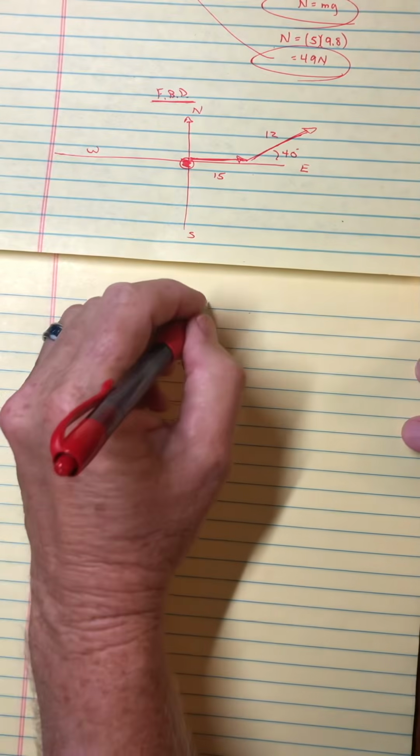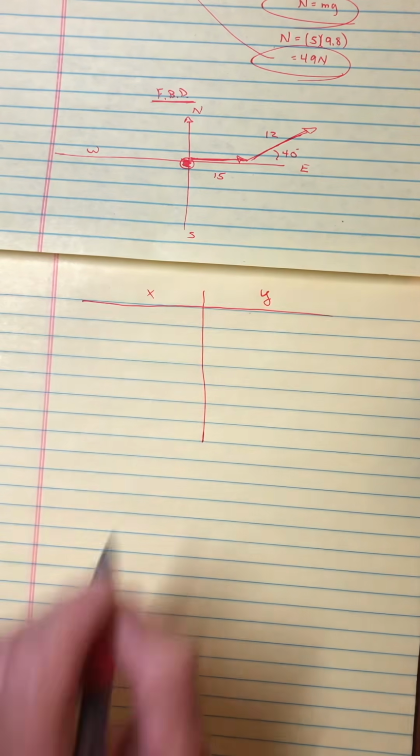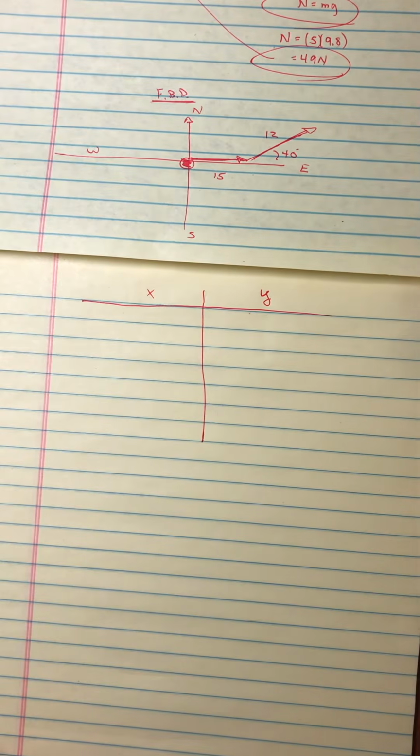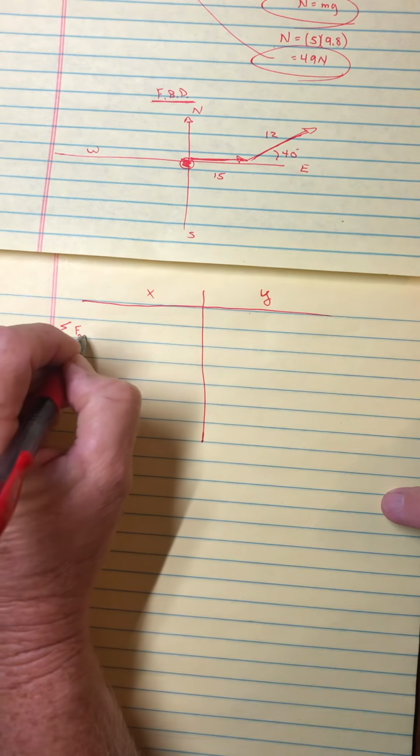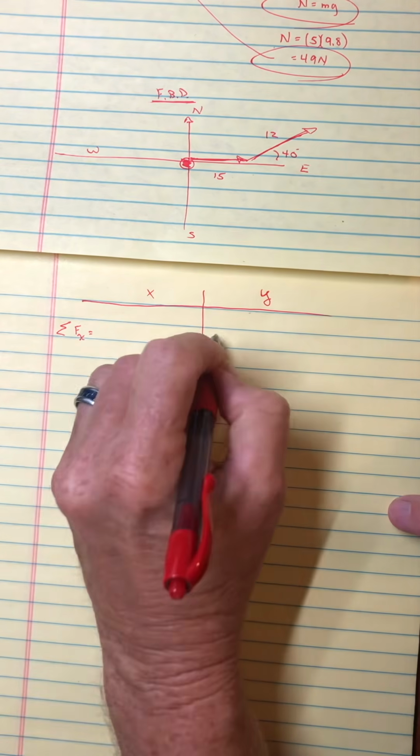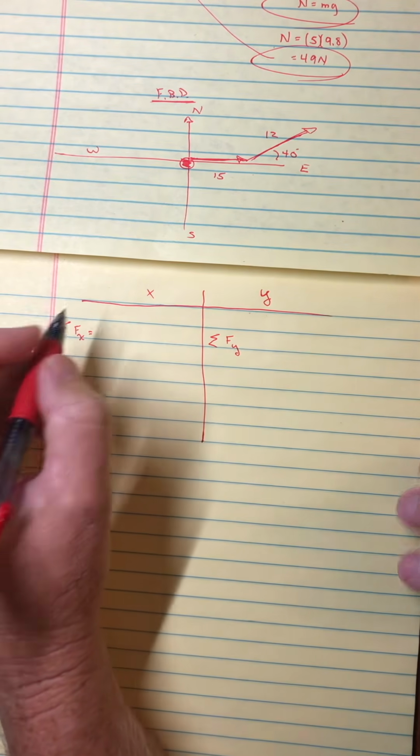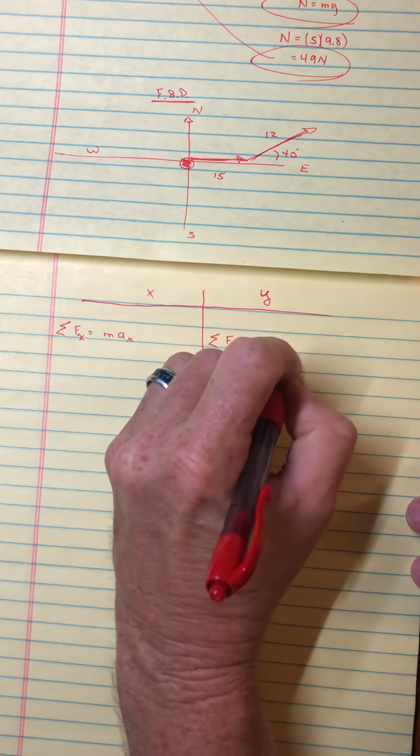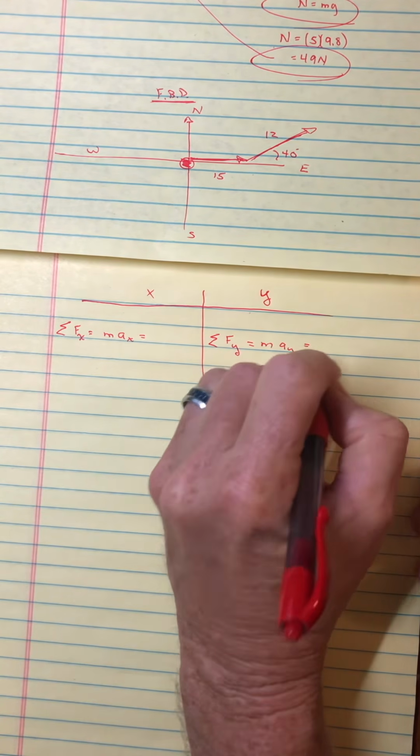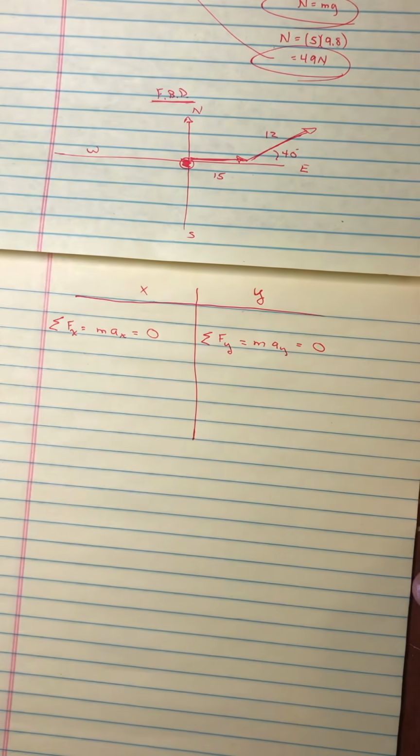So when I take my piece of paper and cut it into X and Y, and say, let's add up all the forces in the X direction, and let's add up all the forces in the Y direction, setting each of them equal to mass times acceleration, I can probably quickly just say, okay, those come out to be 0.